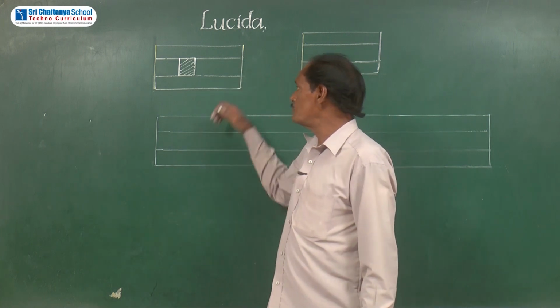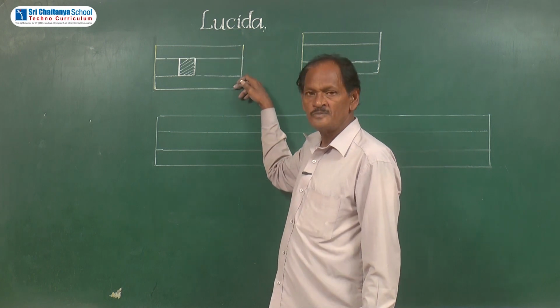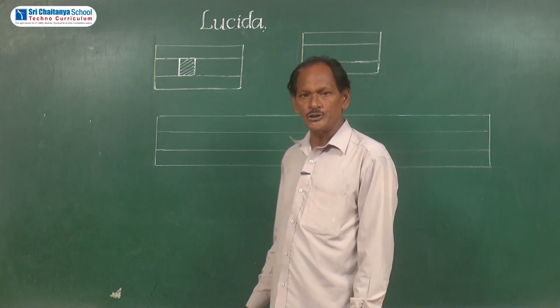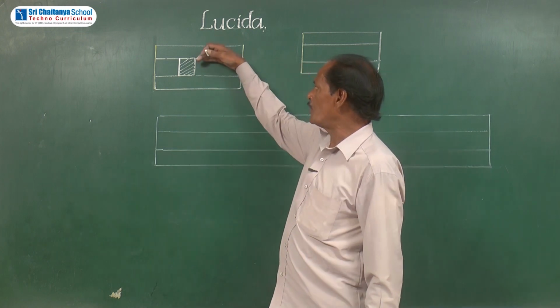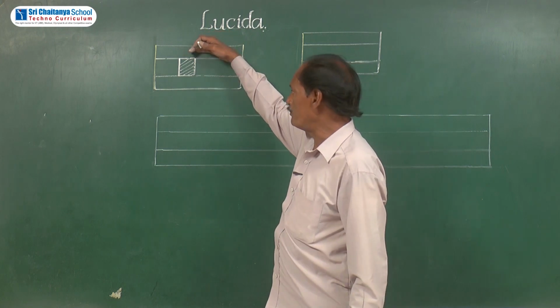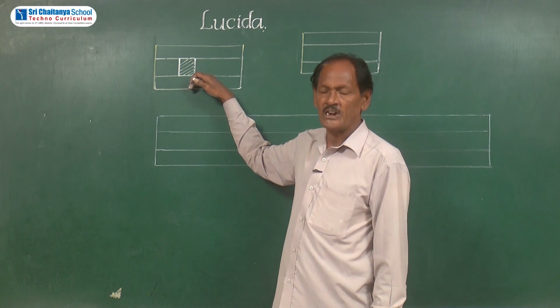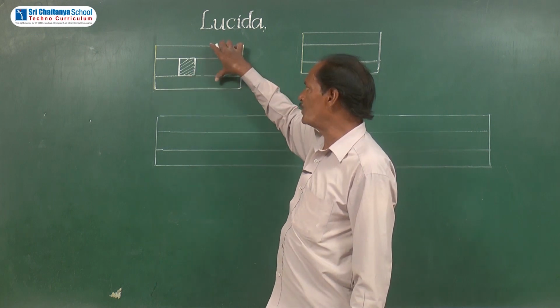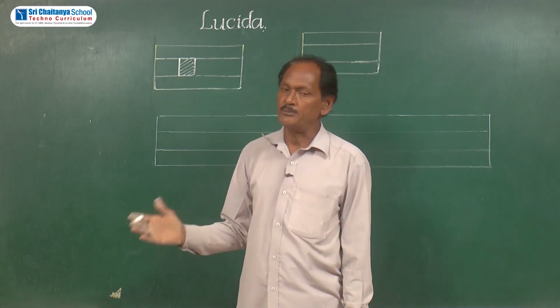The letters which are written between these 2 lines are known as the middle zone letters. These letters do not enter either into the upper line or into the lower line. They are written in the middle of this 4 lines pattern. That is why those letters are known as the middle zone letters.